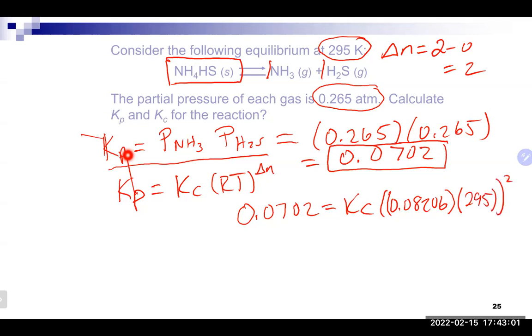And again, we want to square that part of it. So I'm going to take care of everything there on the right-hand side. So I'm going to take 0.08206, going to times it by 295. I'm then going to square it. If I can find my square on this, there it is.